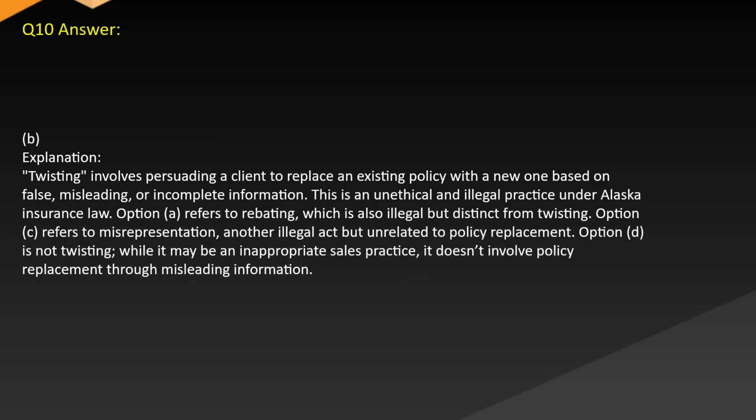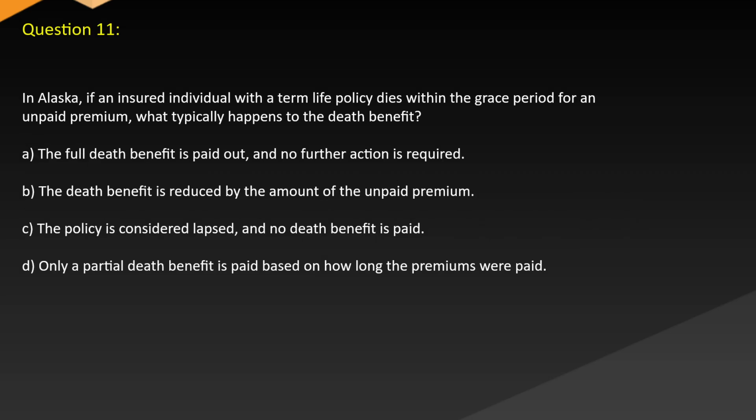Answer B. Explanation. Twisting involves persuading a client to replace an existing policy with a new one based on false, misleading, or incomplete information. This is an unethical and illegal practice under Alaska insurance law. Option A refers to rebating, which is also illegal but distinct from twisting. Option C refers to misrepresentation, another illegal act but unrelated to policy replacement. Option D is not twisting, and while it may be an inappropriate sales practice, it doesn't involve policy replacement through misleading information.